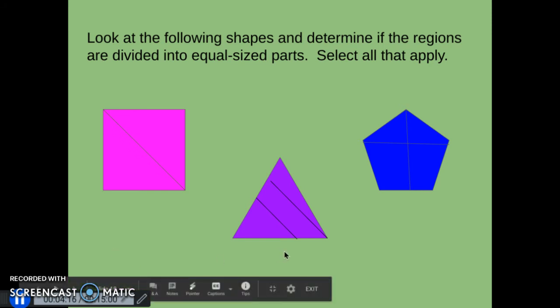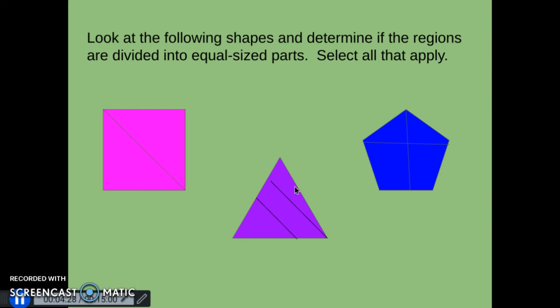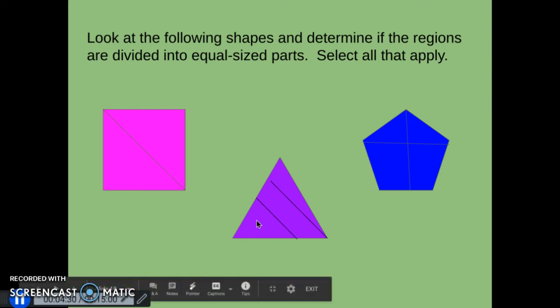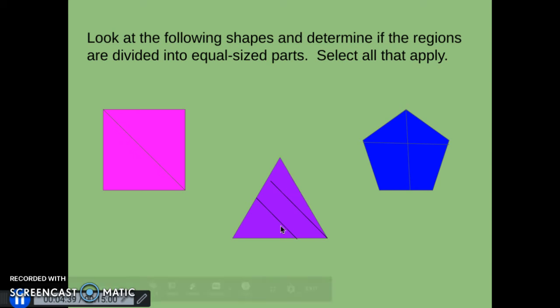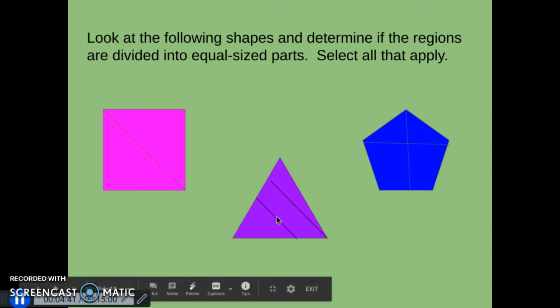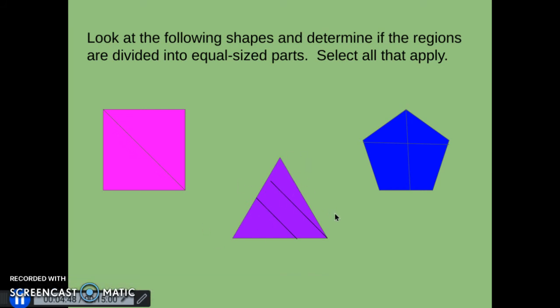Now let's look at the triangle. If we're looking at the triangle, we see that it's split into three parts, and we're trying to determine if the three parts are equal. So if I were to look at this particular shape and try to fold those parts over, immediately my eyes are seeing this part doesn't look like it's going to be equal with this part, nor this part. So even if I folded this in a different way, I'm not seeing equal pieces here. So in this case, this one would not apply.